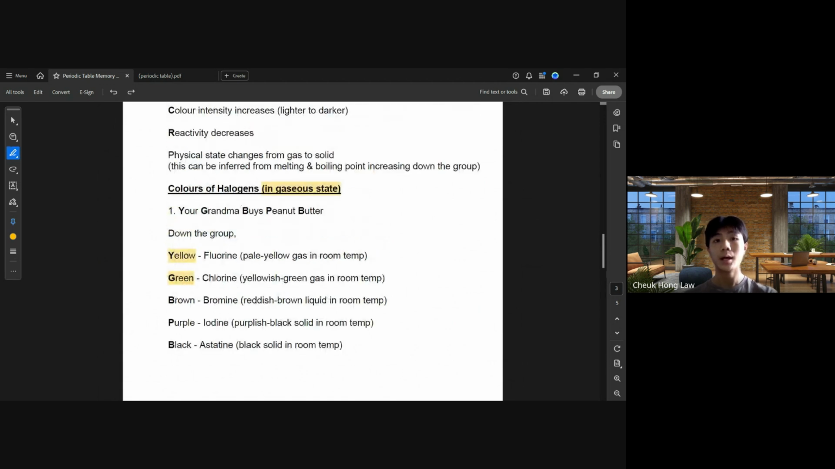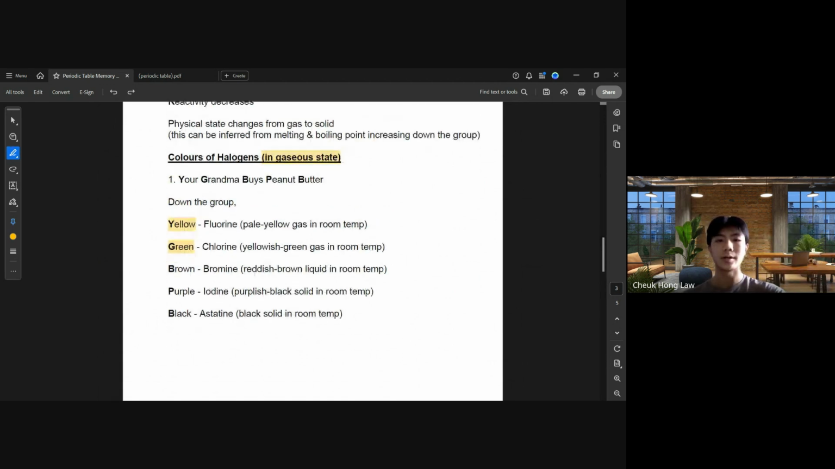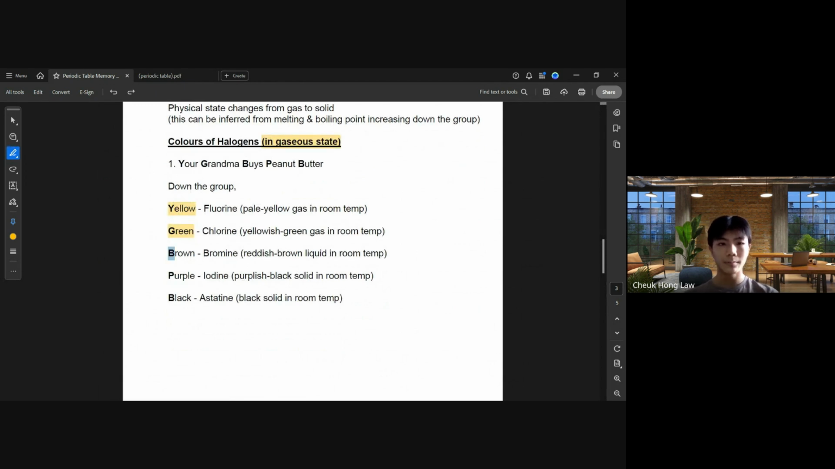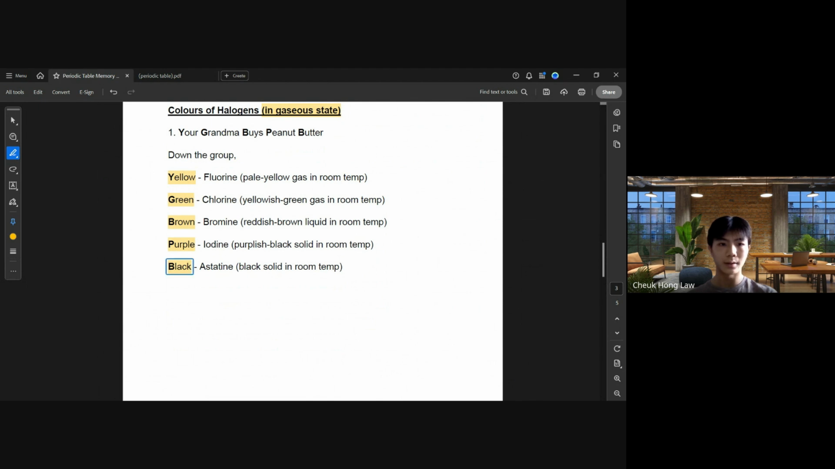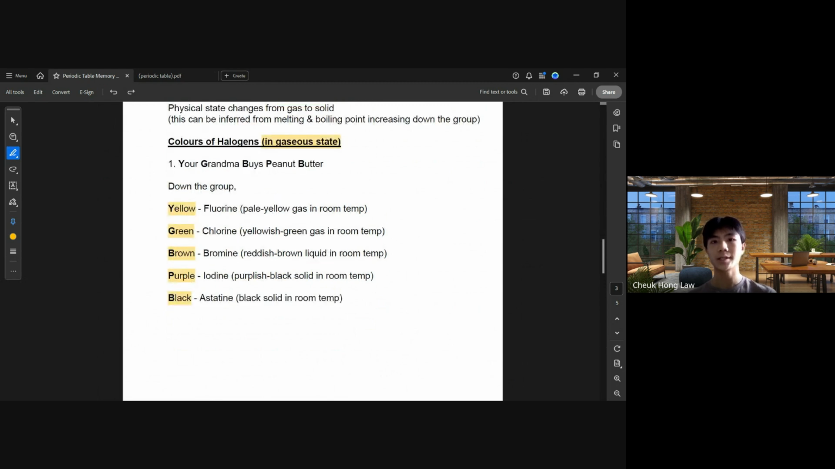Then remember, the physical state changes from gas to solid. So now bromine is a brown gas, but in room temperature it is a reddish brown liquid. Then iodine is a purple gas in gaseous state, but it's a purplish black solid in room temperature. And the gas of astatine is black, and it is also a black solid in room temperature. So these are the colors of your halogens in gaseous state and in room temperature.